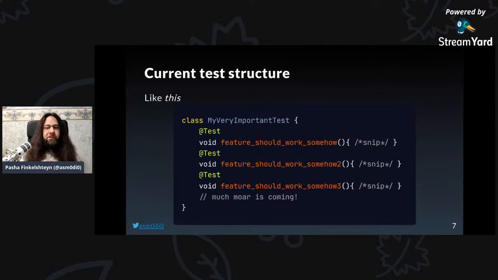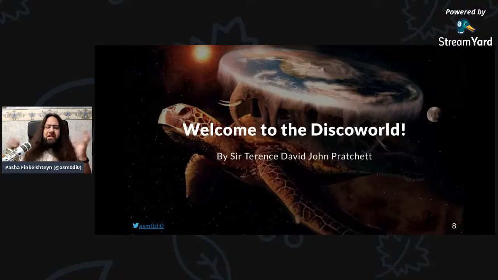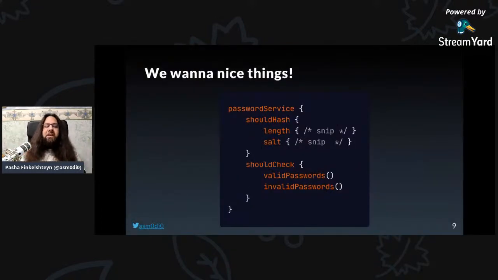How should I look for tests testing my concrete method? It's a huge pain, and it's something like Welcome to the Disco World by Terry Pratchett. I don't like it. We want nice things, right? We want to say that our test is testing password service, which should hash, and it should have some length, and it should have some salt, and it should check maybe something, and we should test valid passwords and invalid passwords. And look at this, it's pseudocode, it's not real Kotlin, but it could be real Kotlin, of course.